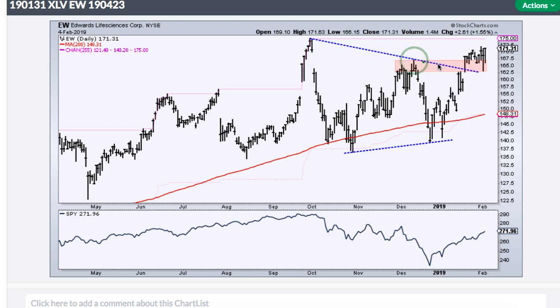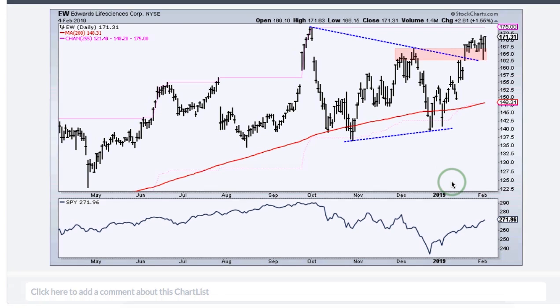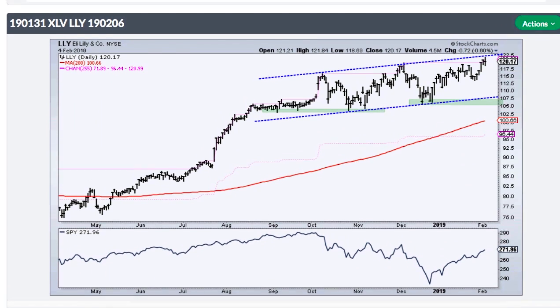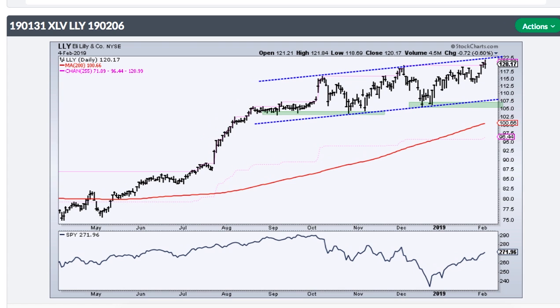And you can see here this triangle, a big triangle within an uptrend, and breaking out of that triangle there. So it looks like Edwards is on its way to a new high. Now, Lilly reports in a couple days, so be careful here. But look at that leadership there.